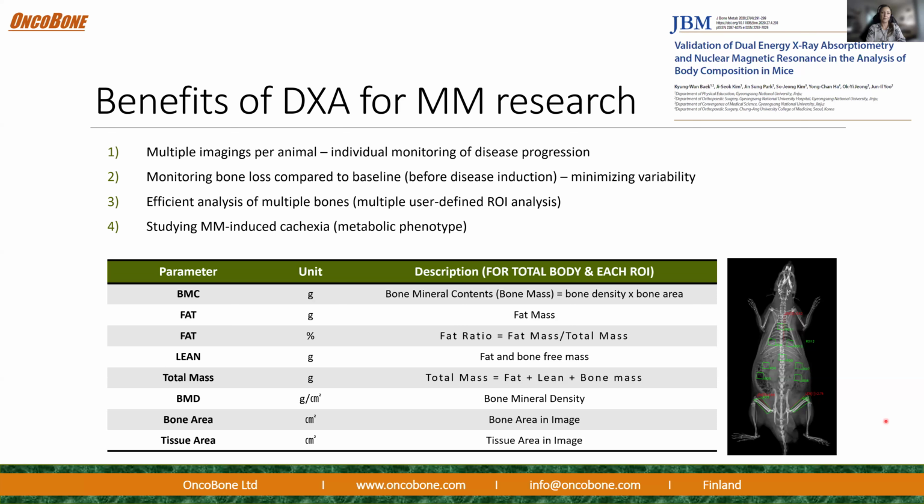The last part here, number 4, is going a bit outside of the bone field, but it is really important as well. With DEXA, you can also efficiently study cachexia, which is a wasting syndrome. If the time allows, I have some examples to show about cachexia as well. So let's see how we manage with time when we get towards the end of the webinar. But to mention here, cachexia is really abundant in many of the multiple myeloma animal models. That is the reason I wanted to bring it out already here.